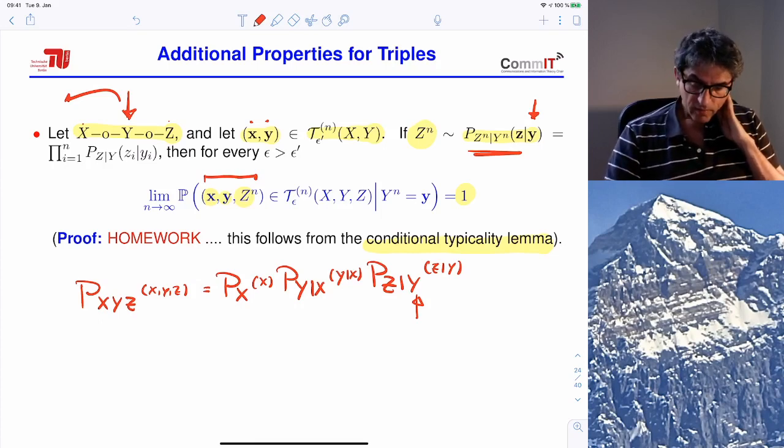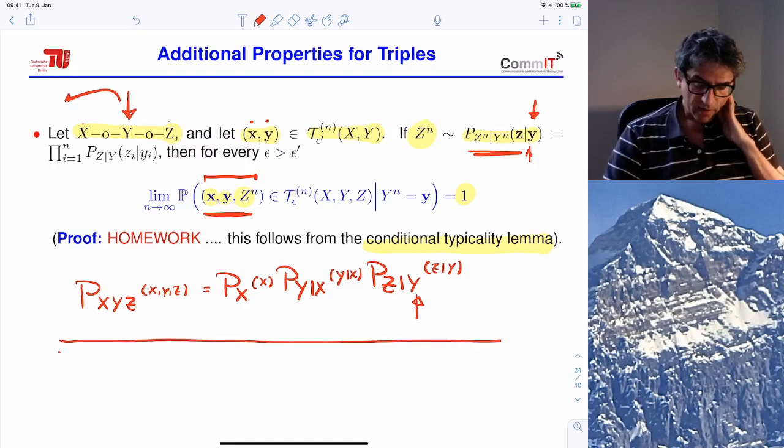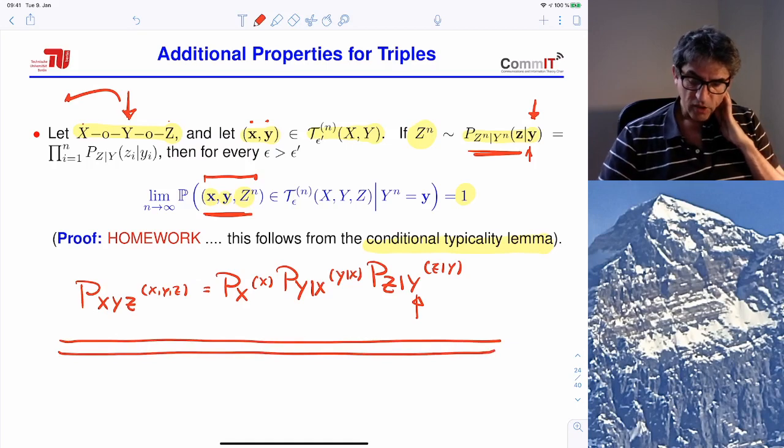Notice that now we generate z depending only on y, completely independent of x. The dependency here is only on y, but at the end, because we pick x and y jointly typical, x, y, and z are jointly typical with high probability. Okay, this is an important property that is used at some point in some proofs, and is a generalization of the conditional typicality lemma seen before.